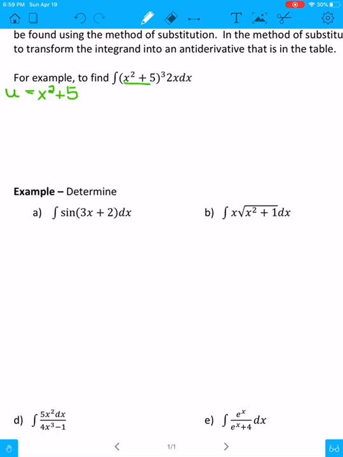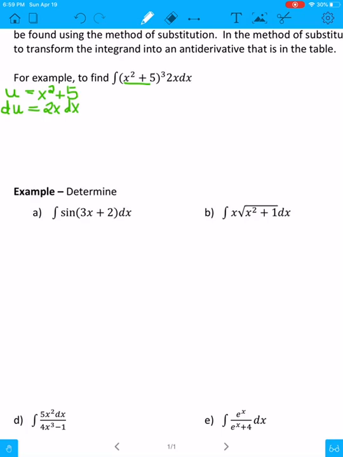My first step is to find something to substitute as u. My second step is to take the derivative of that. If I take the derivative of u, I get du. The derivative of u I write as du equals, what's the derivative of x squared? 2x. The 5 goes away. And then I took the derivative of x, so I go dx. So now I have du equals 2x dx.